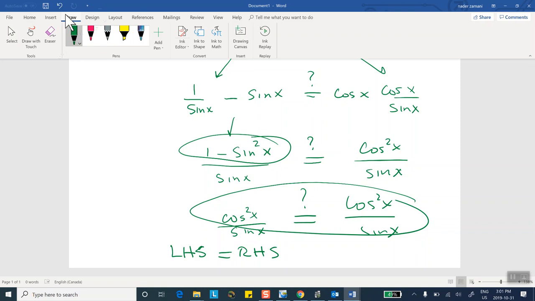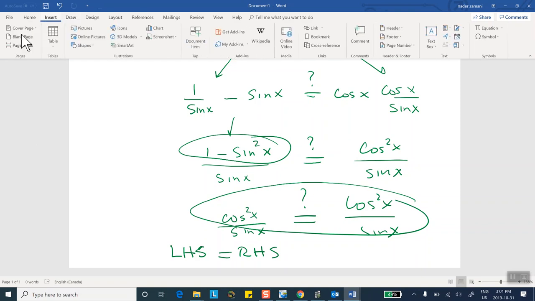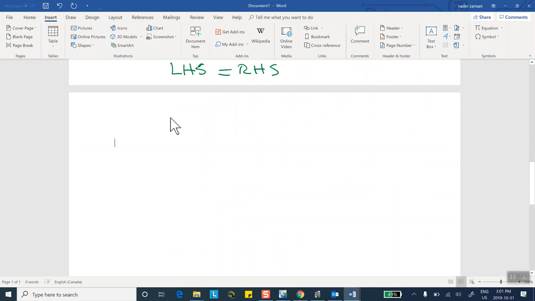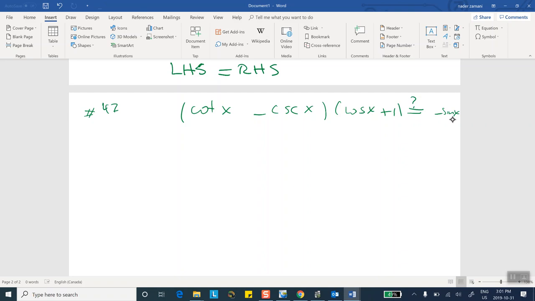For some reason, I think I've done these, but anyway, it doesn't matter. I'm going to do it perhaps a different way. I guess some of you will get to learn something. Yeah, 47. These look familiar to me. Now, cotangent of x minus cosecant of x times cosine of x plus 1, is it equal to minus sine of x? I'm sure I've done this. So let's actually play with this.